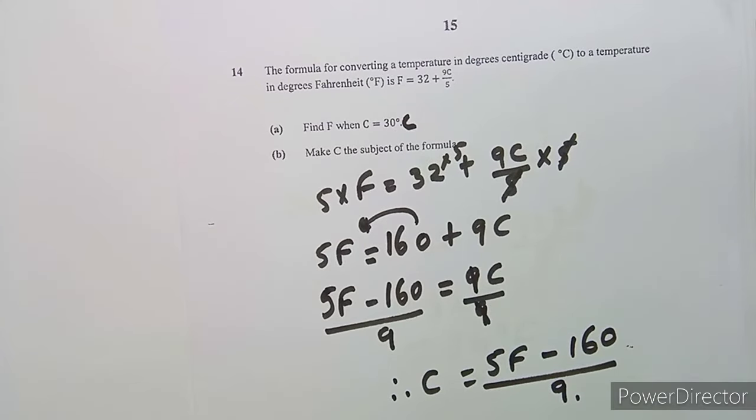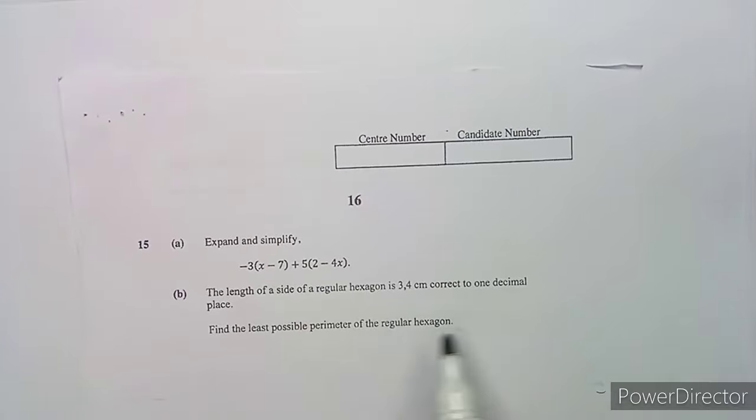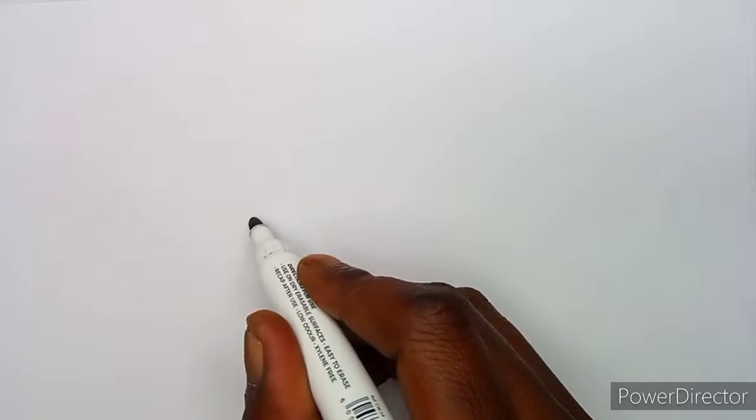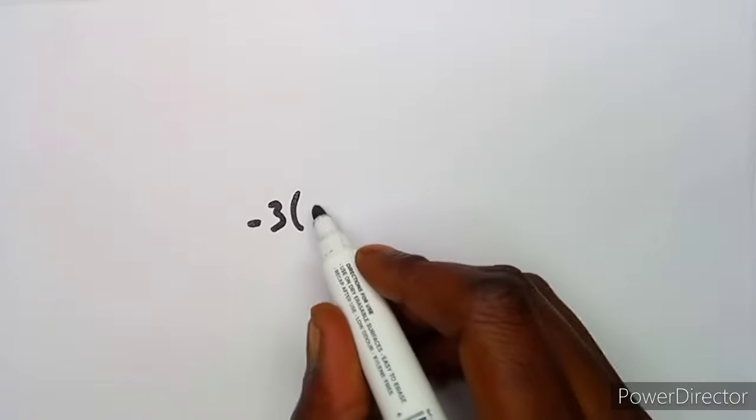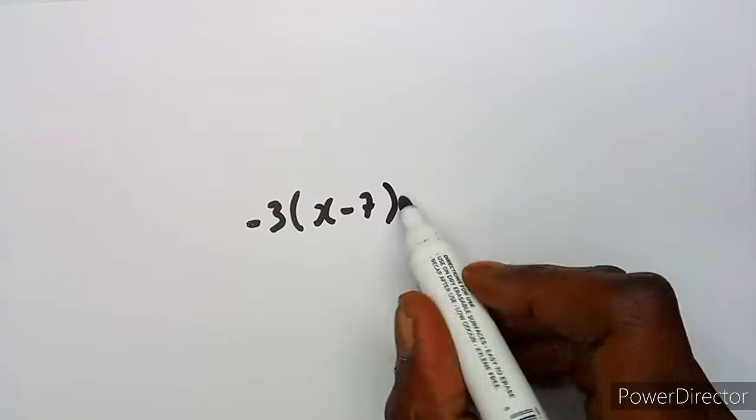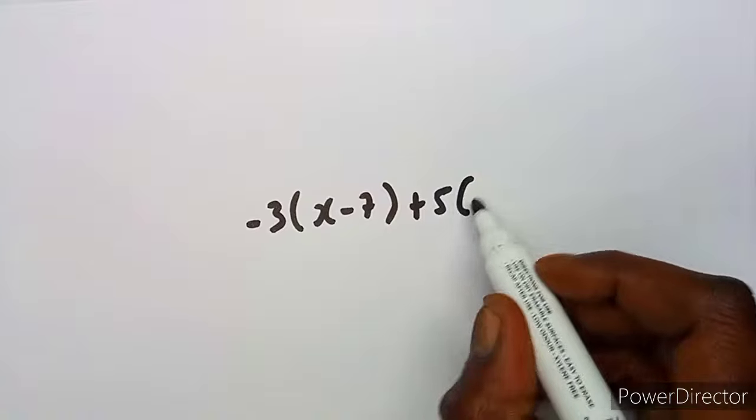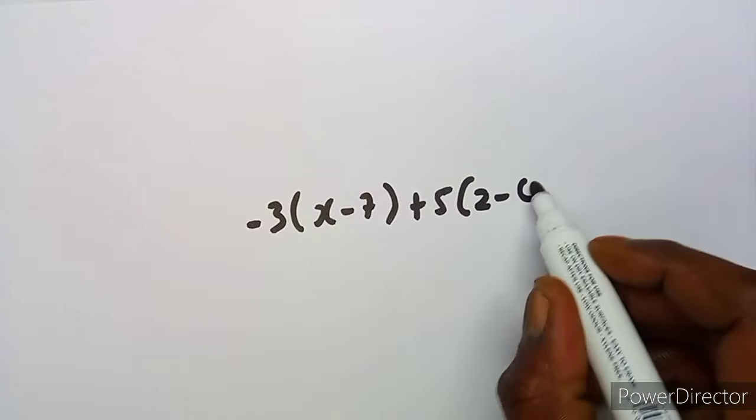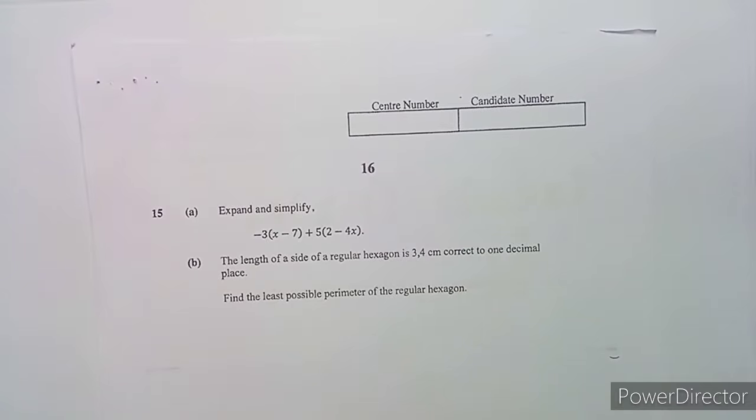So that's how these questions might be asked. We have got the question on question 15, the one that you're going to look at. So that's it, guys. Let's see the other question. On number 15, we're asked to expand and simplify. This one is just a direct question: minus 3 into x minus 7 plus 5 into 2 minus 4x.